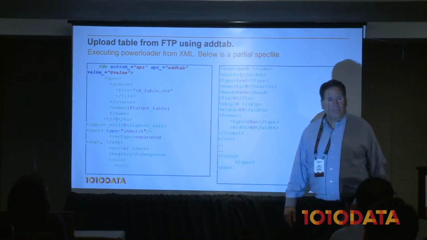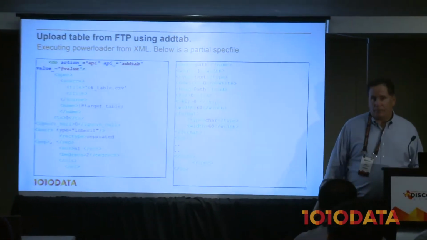Does this always have to be saved in FTP, or can it be directly from a local directory? For this particular example, for the add tab transaction that you run on XML, yes, it has to be saved in FTP, but there is an add tab that you could run and embed in Python or something like that, which you can use with any file just sitting on your desktop.